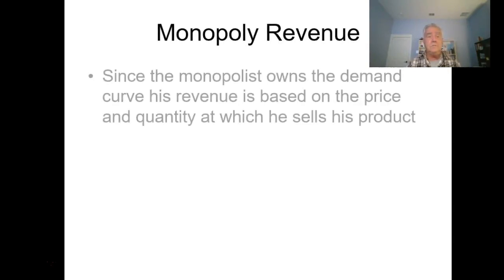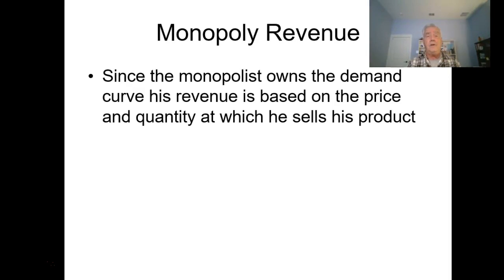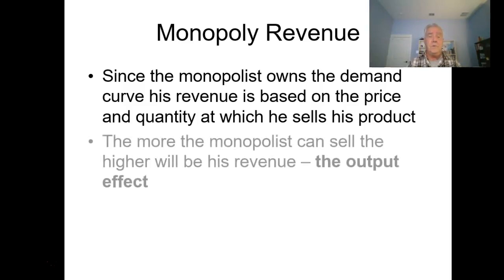A monopolist's revenue. Since the monopolist owns the demand curve, his revenue is based on the price and quantity at which he sells the product. Now, unlike a competitive firm, which may have multiple prices for different products, a monopolist has a single price, whatever he wants to choose to price it at, to sell his product. The more a monopolist can sell at the higher price, the higher the revenue will be. This is called the output effect. So he produces more and he can sell more and improve his revenue.